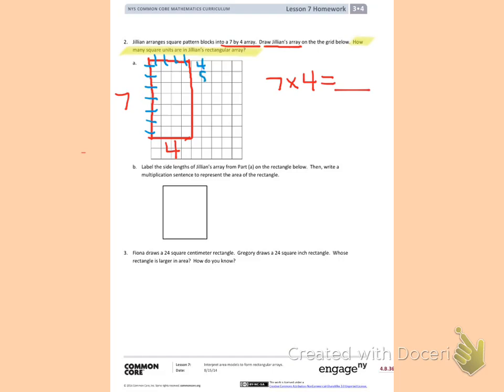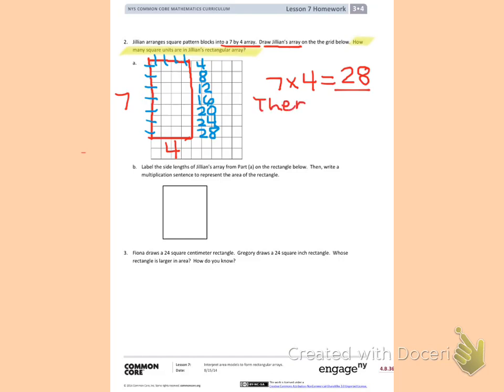4 and 4 more is 8, and 4 more is 12, and 4 more is 16, and 4 more is 20, and 4 more is 24, and 4 more is 28. So that means that there are 28 square units in Jillian's array. So we need to answer the question now in words. How many square units are in Jillian's rectangular array?